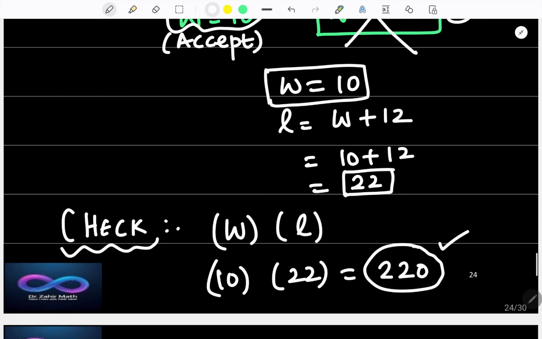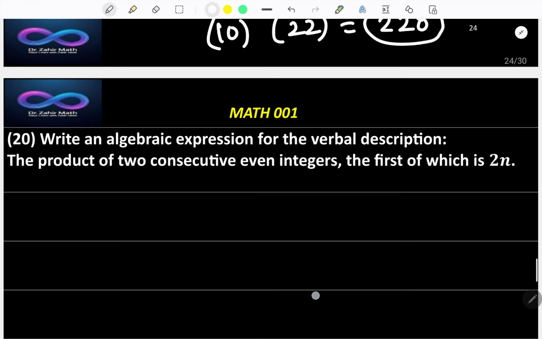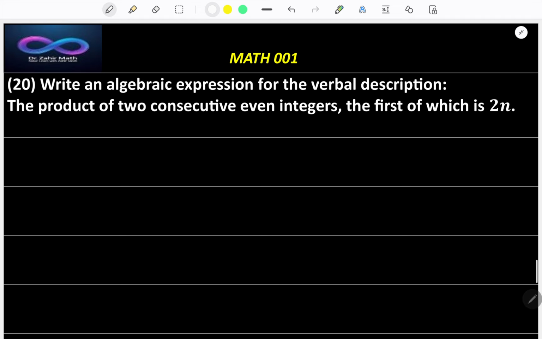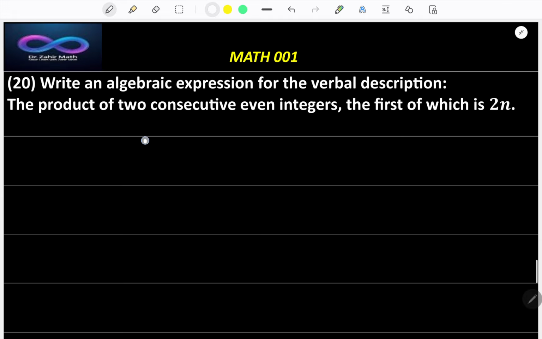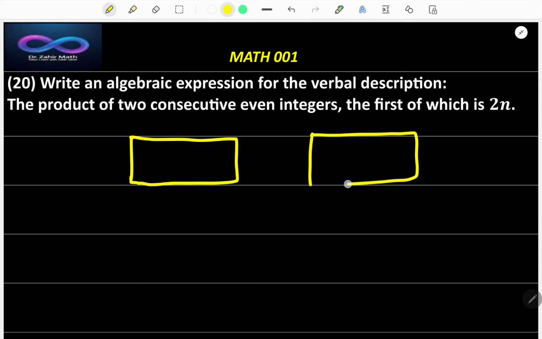Clear all of you? Right? Yes. Now let's go to the last question. Write an algebraic expression for the verbal description. The product of two consecutive even integers. The product of two consecutive. So let me take this is one and this is the next one, right? What we are going to do? Product. Product means what? Multiply. So two consecutive even integers.